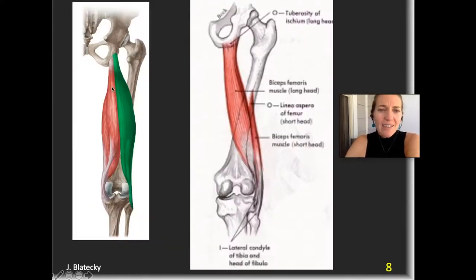So I like to highlight this one because I was just talking about the bicep brachii, and I think all too often people hear bicep and they immediately just think arm, right? But that's your bicep brachii, meaning arm.